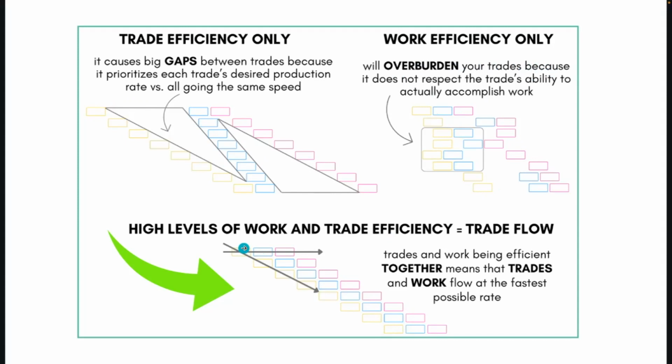When you intersect takt time and location with high levels of work and trade efficiency, you get trade flow. So that means you have work flowing in the area, but you also have work flowing from area to area. So this means that trades and work can be efficient together. And so that's when time, which is the takt time, meets space, and we merge that and we prioritize high levels of work and trade efficiency. Now we have flow, and it's all enabled by that rhythm and by that takt time.